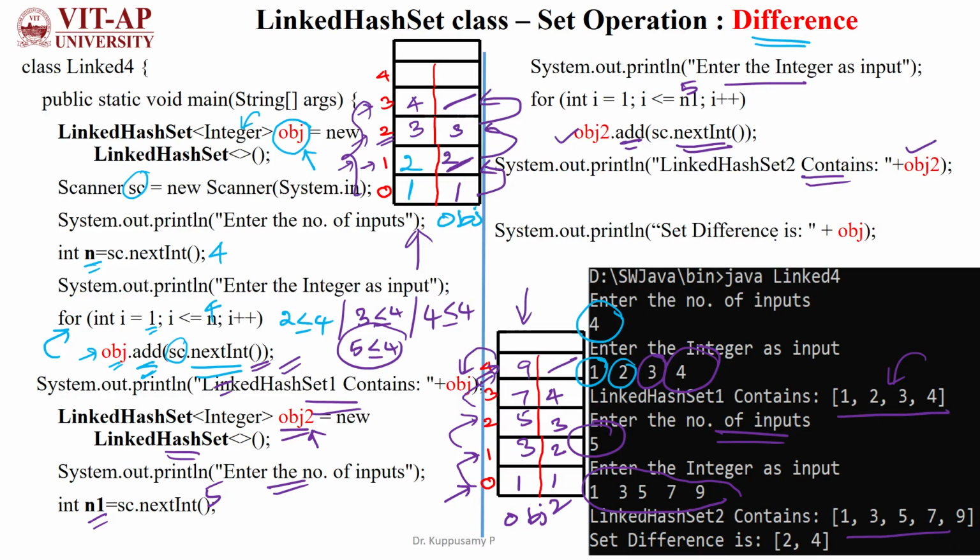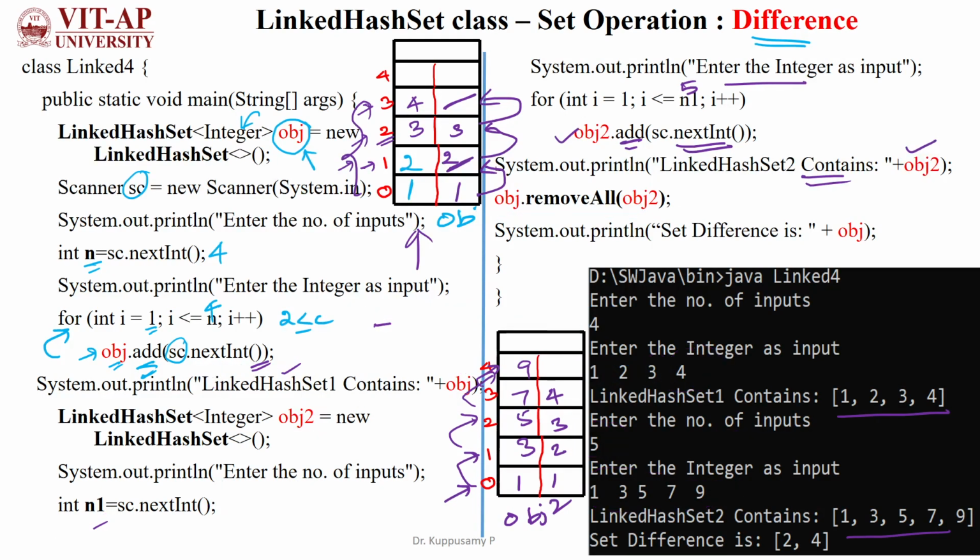Now we are finding the difference between obj and obj2. Whichever elements are not available in set 2 will be identified from set 1, that is obj here, which has 1 2 3 4. So here you see in these elements, which are the elements not available in set 2. In set 2 we do not have 2 and 4. 1 is available, 3 is available here, but 2 and 4 are not available.